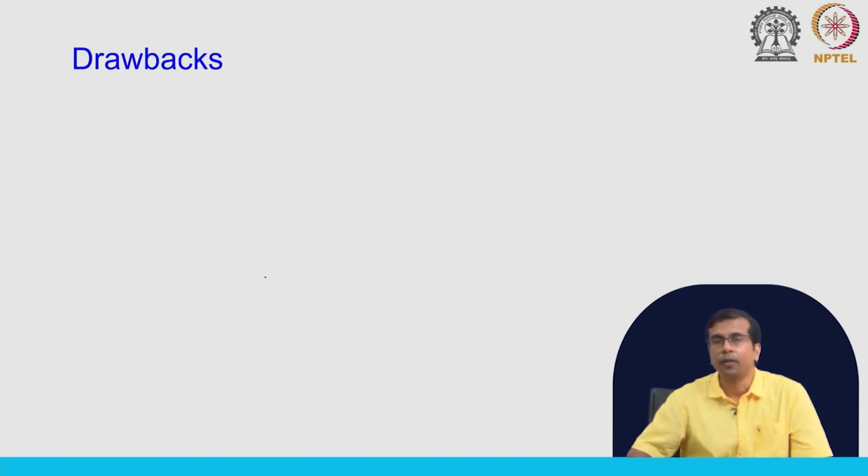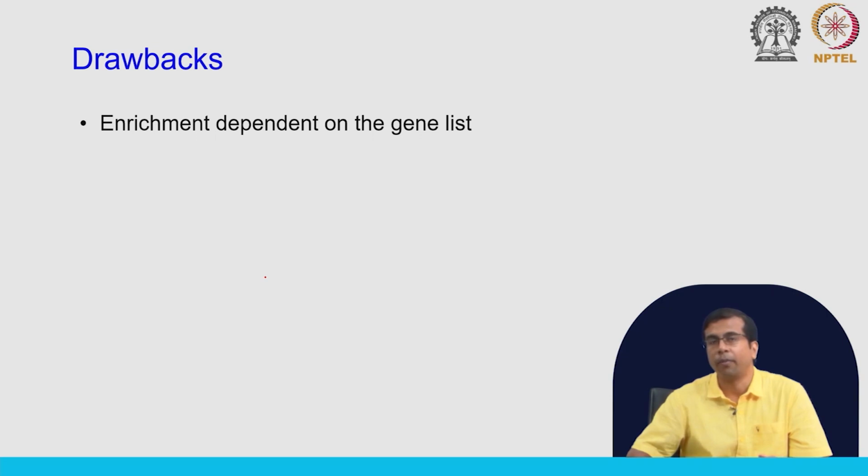Okay. So, what are the drawbacks of this method? This method is quite simple. We are taking the list and we are looking for the enrichment compared to the global expectation, which means if we look at all genes in the organism. So, what are the drawbacks of this method? The enrichment that you will get is dependent on the gene list that you are providing. If we have, let us say, 100 genes, we will get some sort of enrichment. If we have, let us say, 120, 150, we will get some other enriched functional classes.